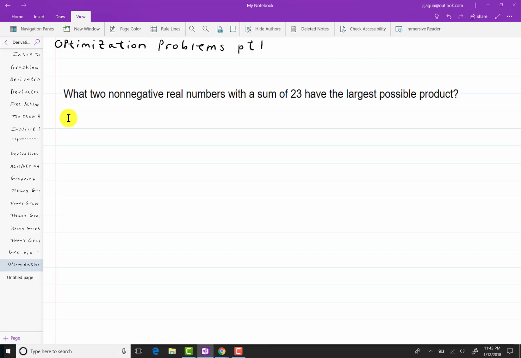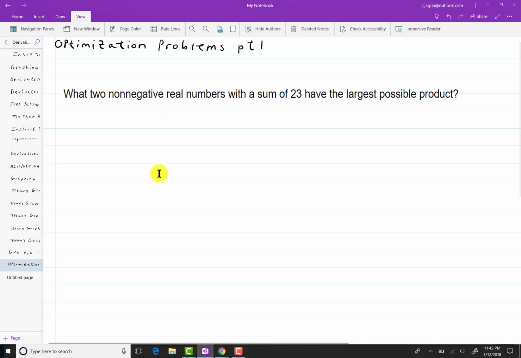Well, whatever the case may be, I'll go ahead and start with the easiest possible one I can think of, and I'll work my way up. So, we will start with this problem. What two non-negative real numbers with a sum of 23 have the largest possible product? So what two non-negative real numbers?